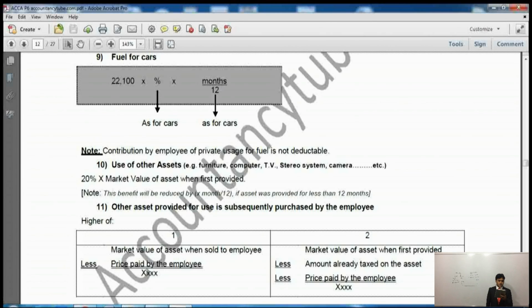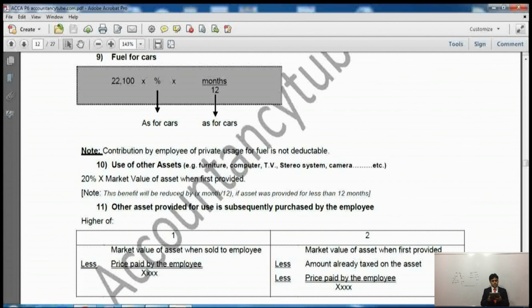So use of other assets, e.g. furniture, computer, TV, stereo system, camera, etc. Now 20% of the market value of the asset when first provided. So whenever the asset was first provided to the employee, you will have to take 20% of that, and it will be added into your benefits. Now the note says the benefit will be reduced by months over 12, exactly the same as we did for cars. If the asset is provided for less than a year, then you will have to divide by 12.